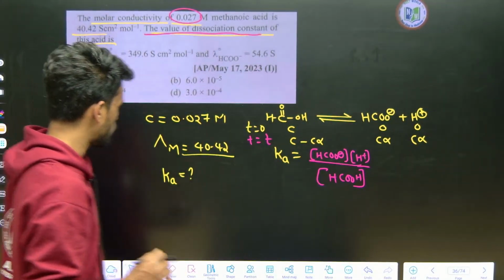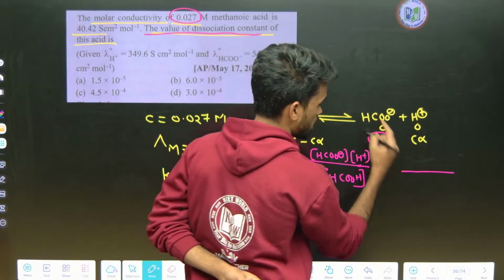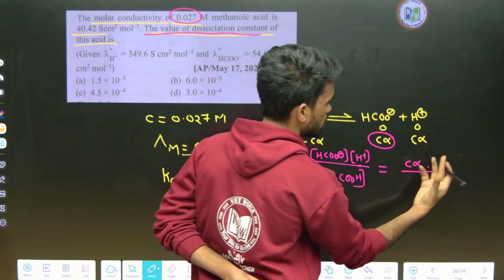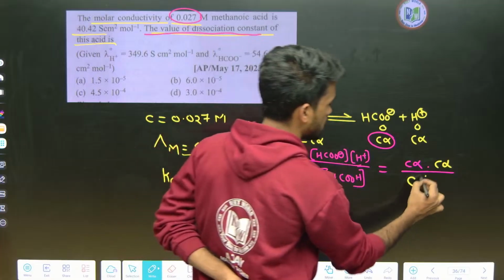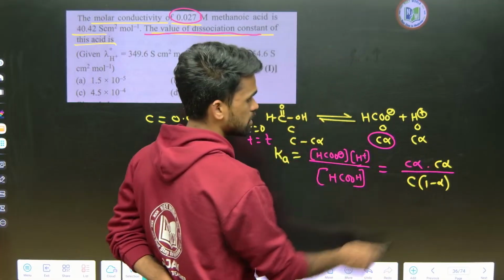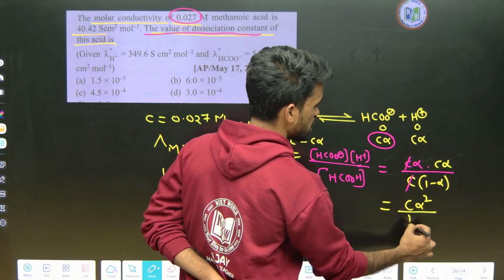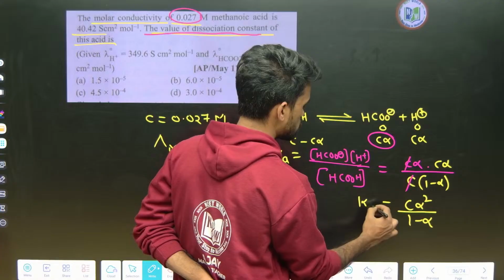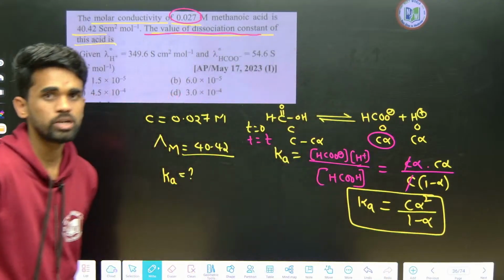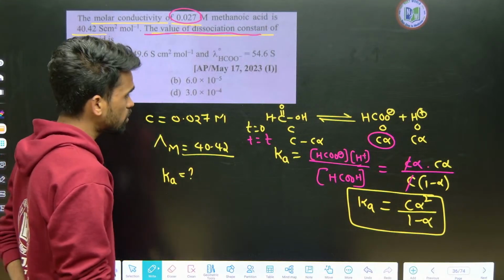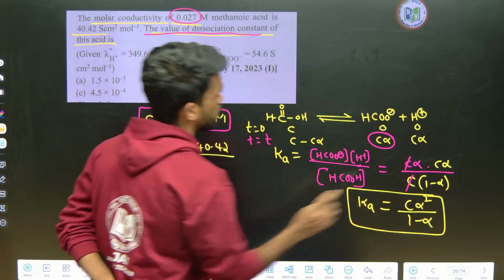Now the concentration of the formate ion is C alpha, and for the H plus ion also C alpha, and in the denominator C minus C alpha, which you can write as C times 1 minus alpha. The C gets cancelled, then you have C alpha square by 1 minus alpha equals your K, the acid dissociation constant. Up to here you got it now. So now you have our C value, how much is C? 0.027 you can write there.